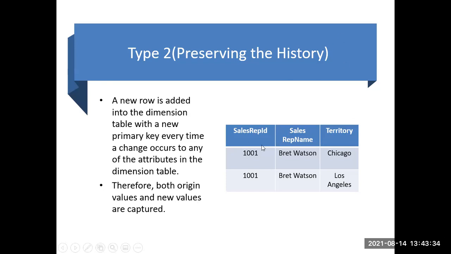Have a look at the table. We are going to represent the same table: the sales representative ID, sales representative name, and the territory. 1001 Brett Watson, where he was working in Chicago, and the other row. We have not cleared, erased, or overwritten anything. We are preserving the history also.